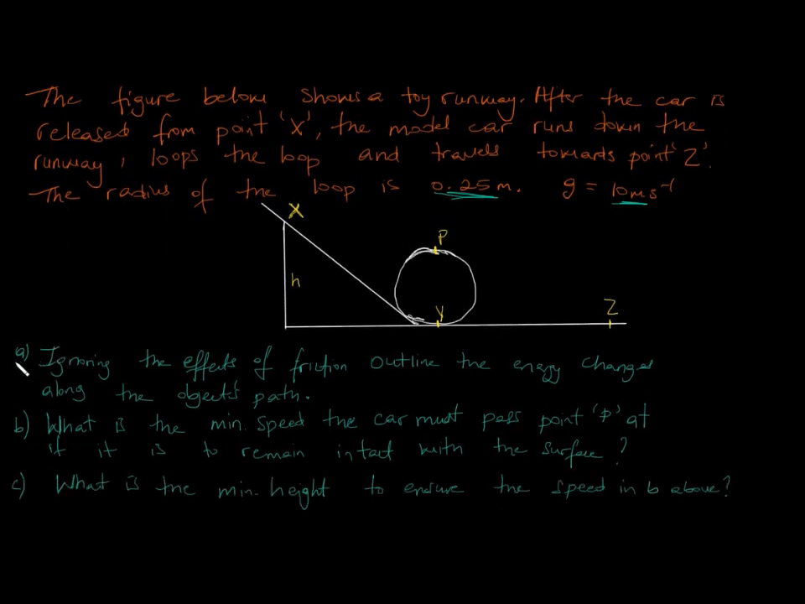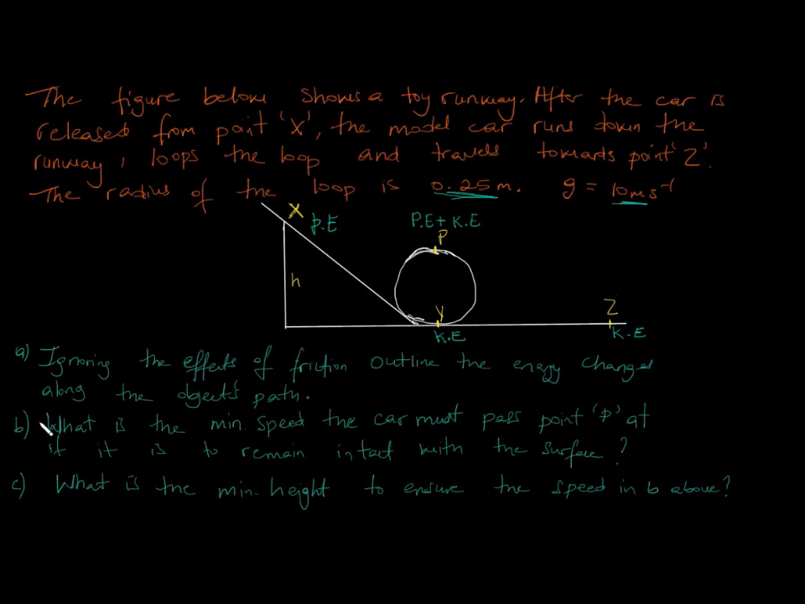Part A says, ignore the effects of friction, outline the energy changes along the object's path. So we can make note of that. At point X, we have potential energy, which we can label PE. As it goes down the runway and reaches point Y, we have kinetic energy, KE. It goes up, reaches point P, and then we have both potential energy and kinetic energy. After it completes the loop, it goes down to Z and then has kinetic energy. So this is the energy change throughout the path of the object.